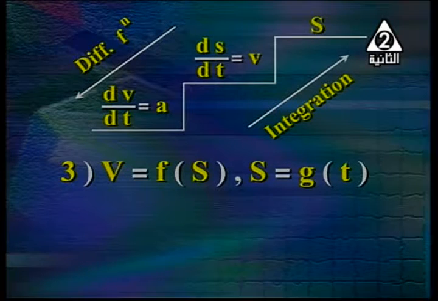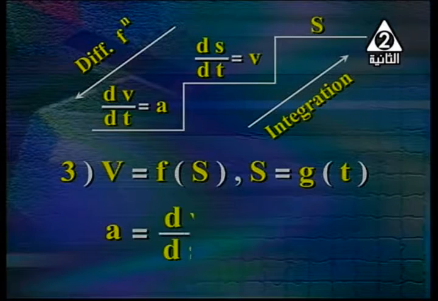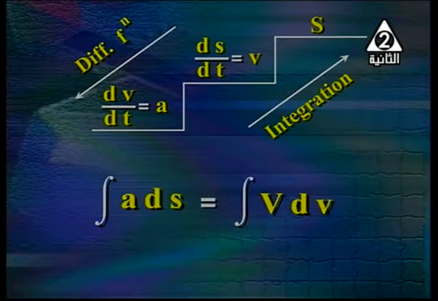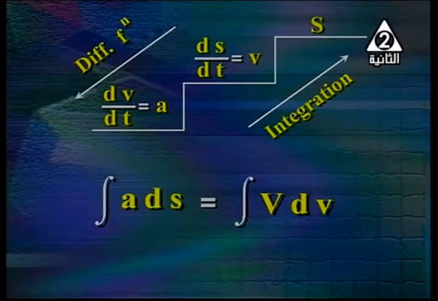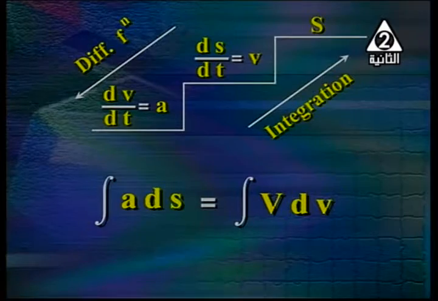V is a function of s, s is a function of t. Acceleration is v dv over ds. By using integration, we integrate the left hand side, a with respect to ds, equals integration of v dv. Dear student, remember the integration operation is the opposite of the differentiation operation. We have the relation between acceleration, velocity, and distance s.